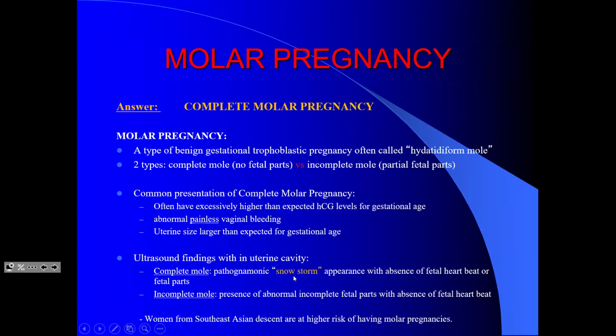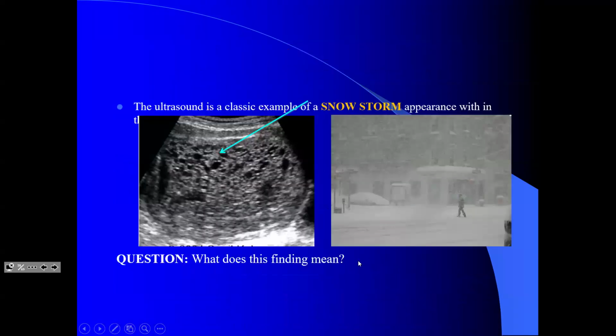And what you see inside when you do an ultrasound is snowstorm appearance. Snowstorm appearance in cases of complete mole. Incomplete mole also shows a thick sort of placental tissue, but sometimes you would also see some fetal parts that are seen with them. So this is a snowstorm appearance. You see the vesicles or cysts inside the uterus. Once you do a pregnancy test, it comes out positive. The beta hCG levels are very much raised.